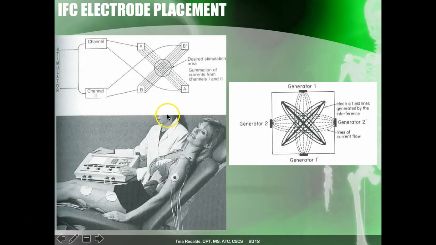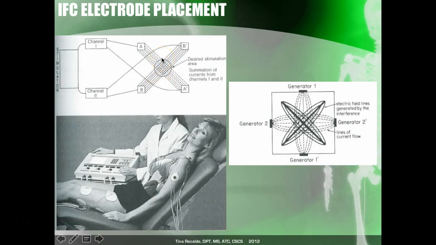So here's our placement. You have two channels. Let's say the area that we're wanting to stimulate is right here, say on the knee or the anterior shoulder. Channel 1, which has the two A pads, is going to go through this way. Channel 2, the B pads, are going to go through this way. So you have 5,100 hertz this way, 5,000 hertz this way, and that 100 hertz is going to intersect right there in the middle of that X. That's the area of treatment from the summation of the currents of channel 1 and 2.